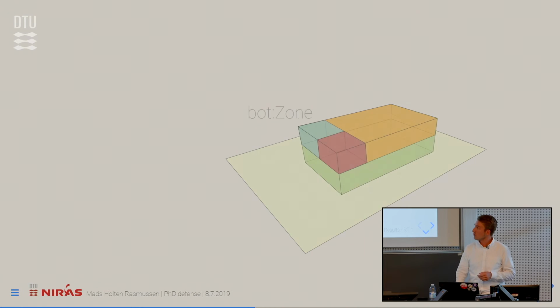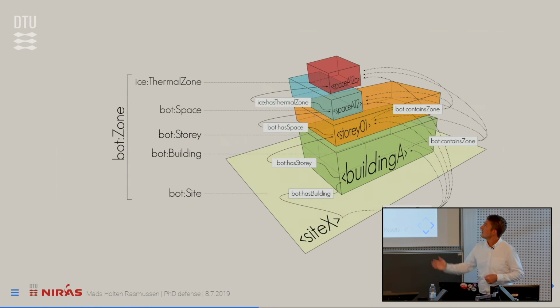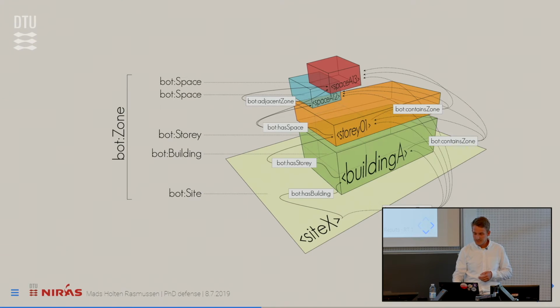Okay, so BOT zones first. If we have a building like this, then in BOT, it basically looks something like this. The site has a building, the building has a story, the story has a space, and the space again has a thermal zone inside of it. So in this way, zone is a way that you can aggregate or subdivide zones. You can use it for thermal zones or for delivery zones for a construction manager or something like that. And it has this Babushka-doll principle, stating that the site also, of course, includes the space that is contained in the building, which is included in the story, and so on.